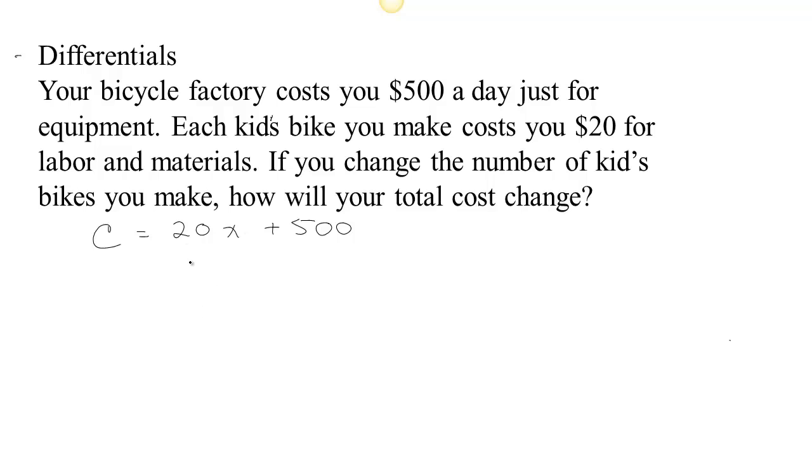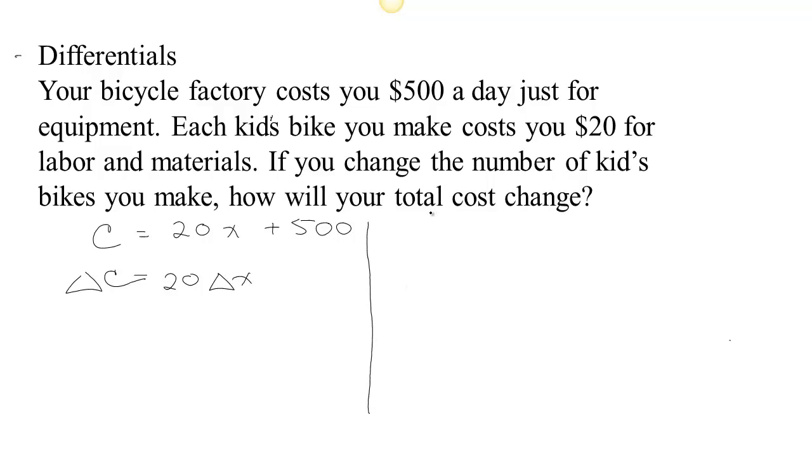So you can see, all right, since each bike costs $20 to make, if I change the number of kids bikes I make, then I just have to multiply that by 20, and that will tell me how much my costs change. All right, so this is always true for a line, right? If you take the slope times the change in input, then you get the change in output. All right, that's simple enough.